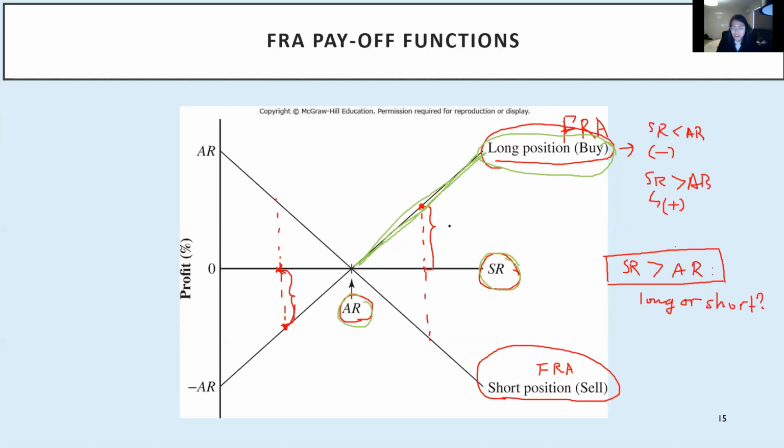Now, one more question. Suppose I have a future borrowing, right? So in the future, I'm going to be a borrower. So in 3 months' time, I need to borrow. So for me, I'm worried about interest rate movements, right? So in this case, if I want to hedge my interest rate risk, do I want to be having a long position in the FRA or do I want to have a short position in the FRA?